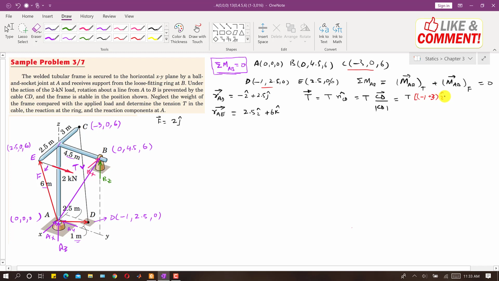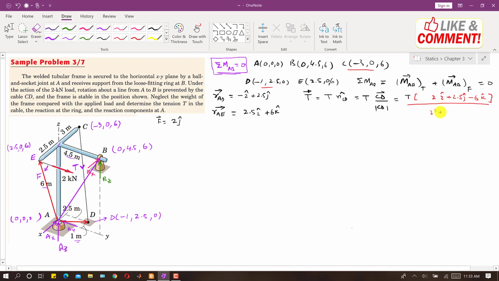So this is along I, and 2.5 minus 0. So this will be plus 2.5 J, and this is 0 minus 6, right? So this will be minus 6 K, right? So this is plus 2I, right? So I will write plus 2I, and we will divide this by its magnitude as well, right?